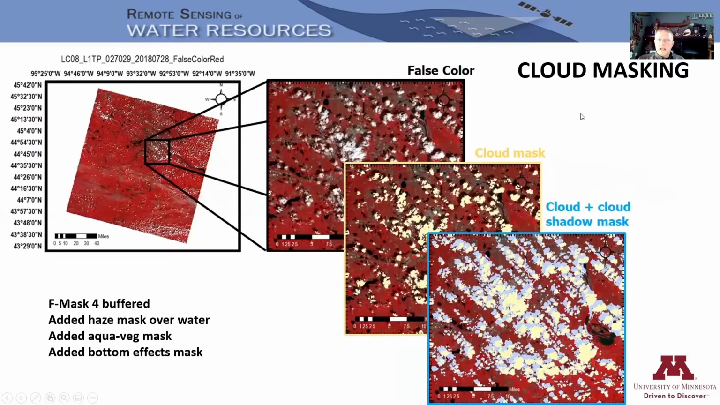The other thing is cloud masking, and we basically decided to just use the cloud mask 4, but we add an extra buffer. There's some artifacts left over with that, so we have to buffer it, and then we have additional masks on top of that to clean up all the artifacts for inland waters.